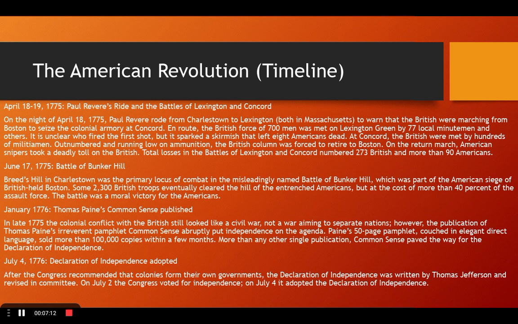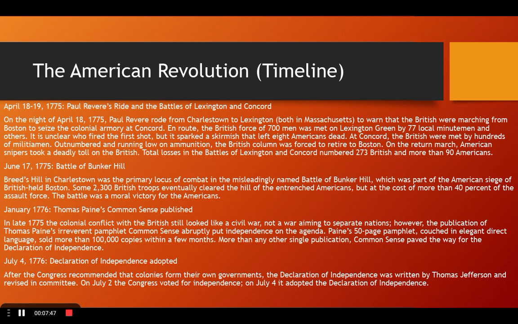June 17, 1775. Battle of Bunker Hill. Breed's Hill in Charlestown was the primary locus of combat in the misnamed Battle of Bunker Hill, which was part of the American siege of British-held Boston. Some 2,300 British troops eventually cleared the hill and entrenched Americans, but at the cost of more than 40% of the assault force. The battle was a moral victory for Americans.